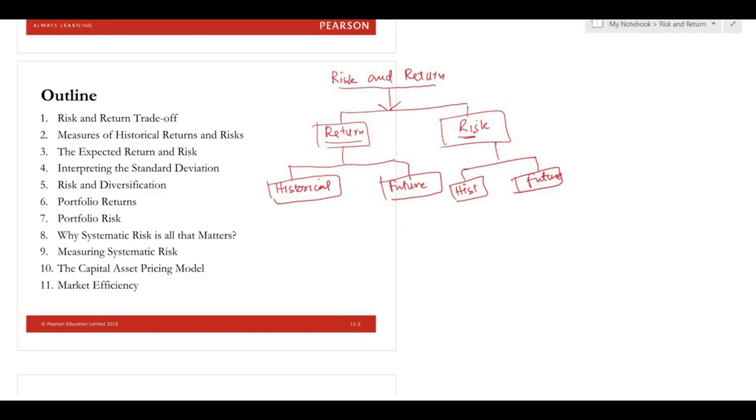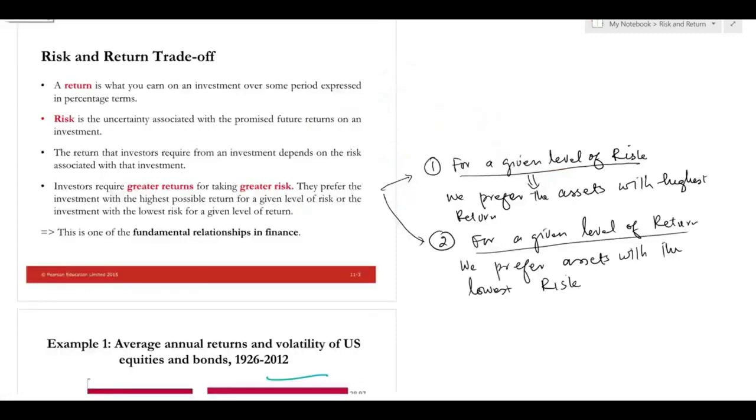How do we measure? We measure return using historical return and future return. And if we see the risk, we also measure risk using the historical data as well as future data. So our next topic would discuss how do we measure our historical as well as future return and risk.